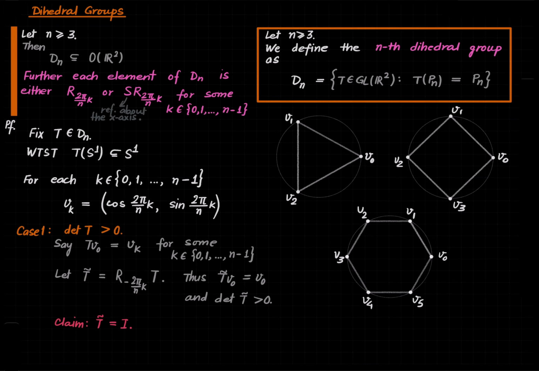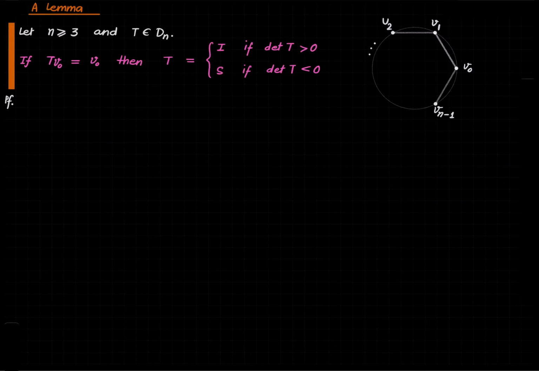All right, so to do this, we have a separate lemma, which I have very creatively named Lemma. And what does it say? It says that suppose n is at least 3 and T is in the corresponding dihedral group, such that it fixes v0. So it fixes this particular vertex, just like in the previous proof.